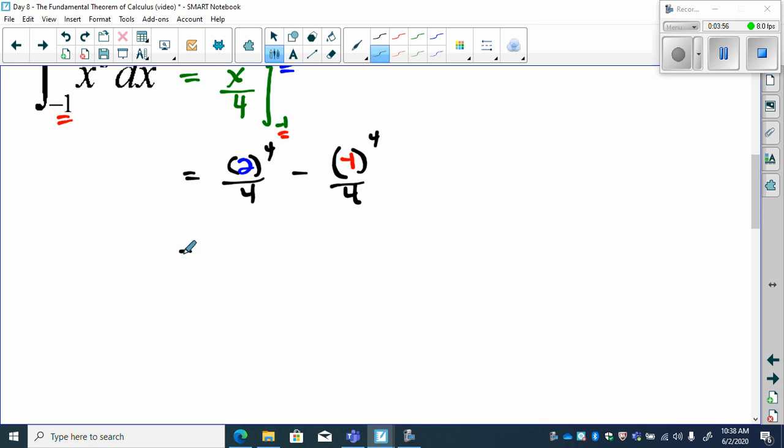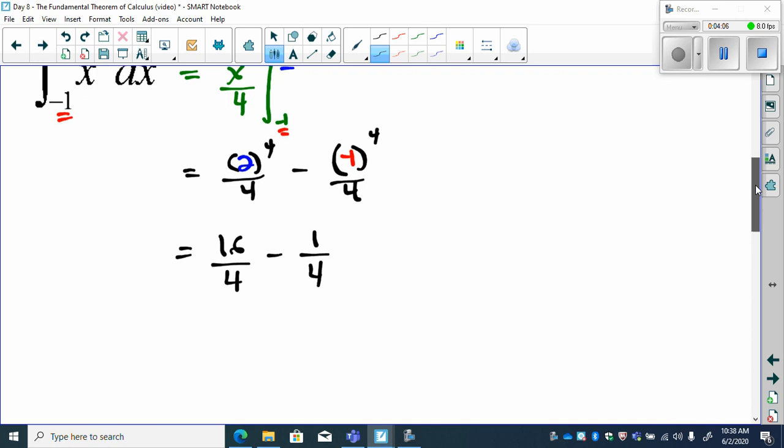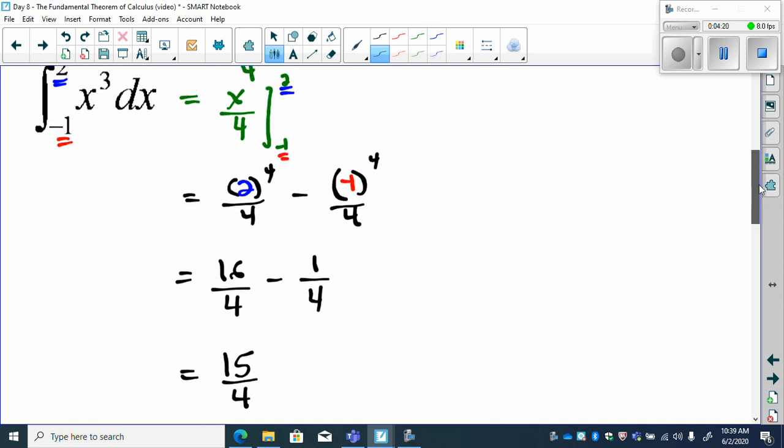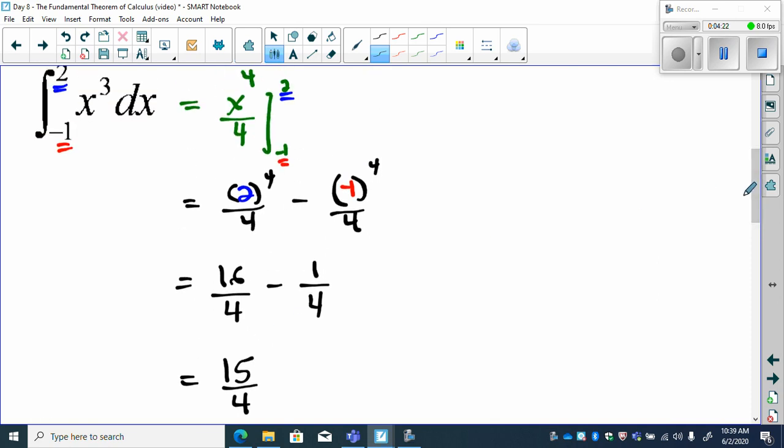So this would equal 2 to the 4th, which is 16 over 4, minus -1 to the 4th, which is a +1 over 4. I've got 16 over 4 minus 1 over 4. Notice I didn't change that to a 4 because in order to subtract these, now I have a common denominator. The answer would be 15 over 4. The answer to that definite integral is 15 over 4.